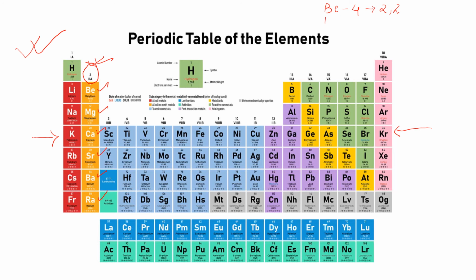Now come to magnesium. Magnesium's atomic number is 12. Just break it. It is 2 in the first orbit. The second orbit can accommodate 8. So 10 is over. Now 2 is left. So the third orbit will accommodate 2 electrons. Now these 2 electrons are the valence electrons.